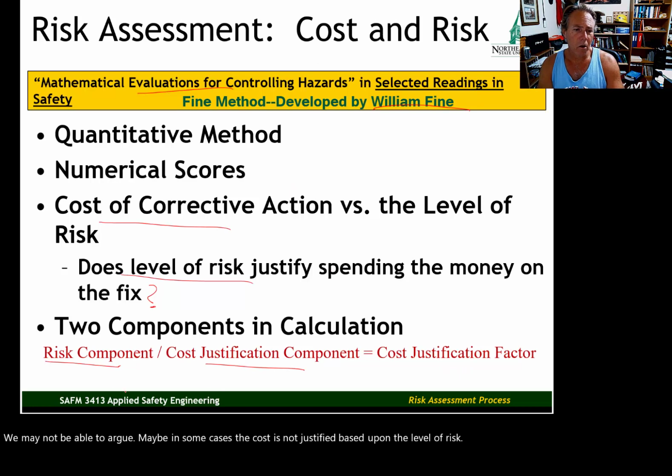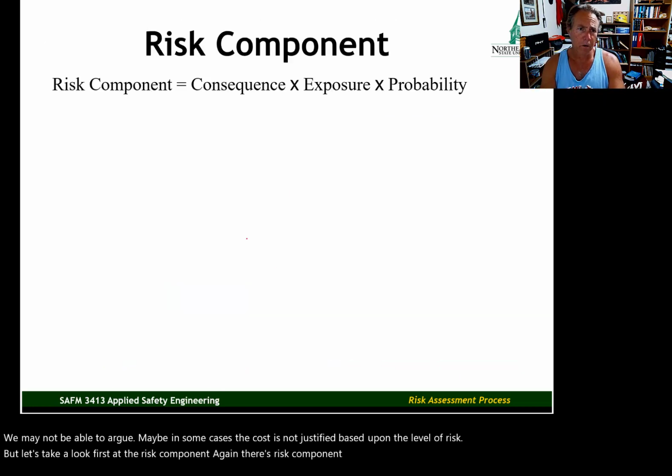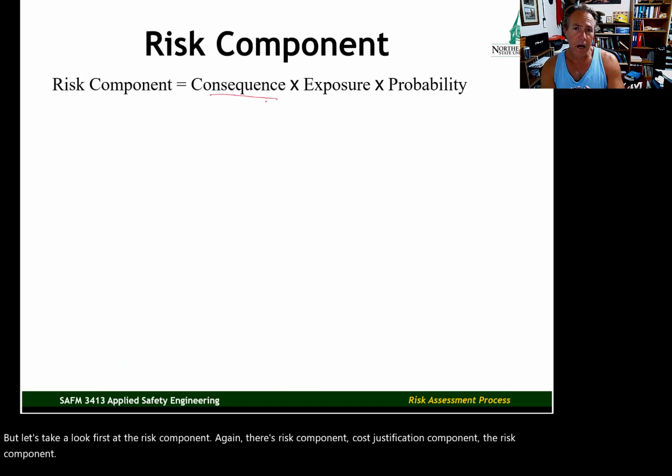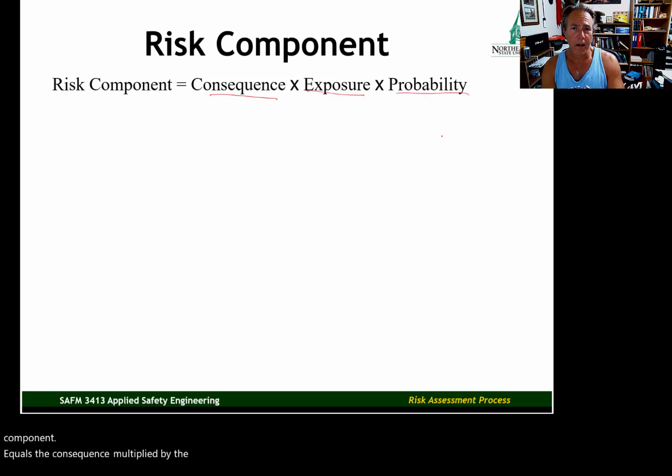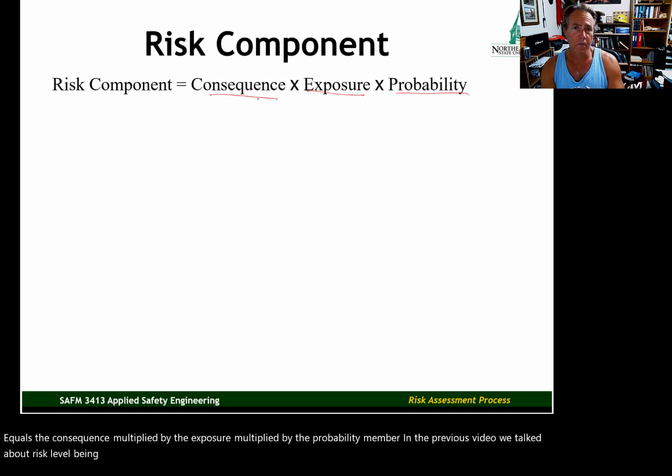But let's take a look first at the risk component. Again, there's the risk component and the cost justification component. The risk component equals the consequence multiplied by the exposure multiplied by the probability. Remember, in the previous video we talked about risk level being a function of severity or consequences and exposure, or severity and probability of an incident occurring. Well, here we combine all three of those variables.